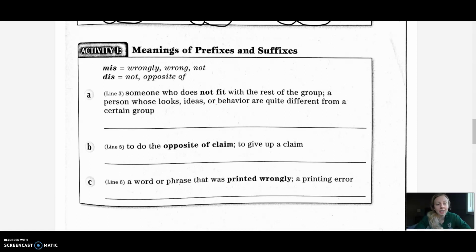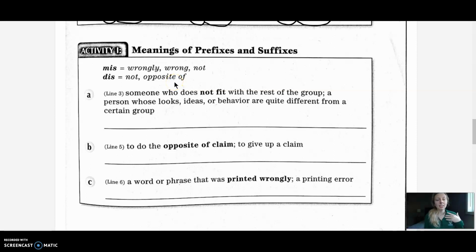So in the last activity, we learned about prefixes. Those are the beginning parts of a word. Those prefixes actually have meanings. They can change the meaning of a word. And so we're going to talk about two of those today. We're going to talk about miss and dis. So miss means wrongly, wrong, or not. Dis means not or opposite of. So I'll kind of give you an example.